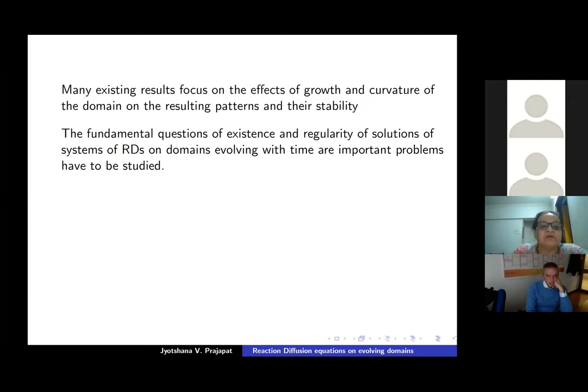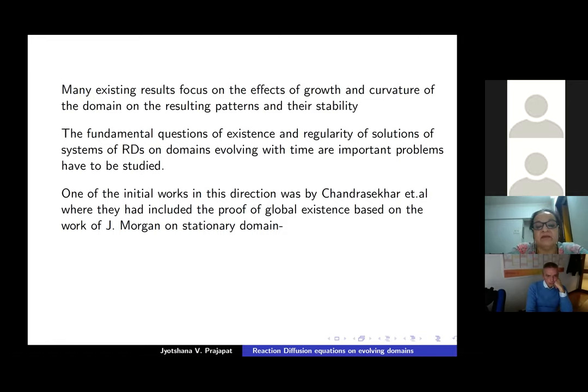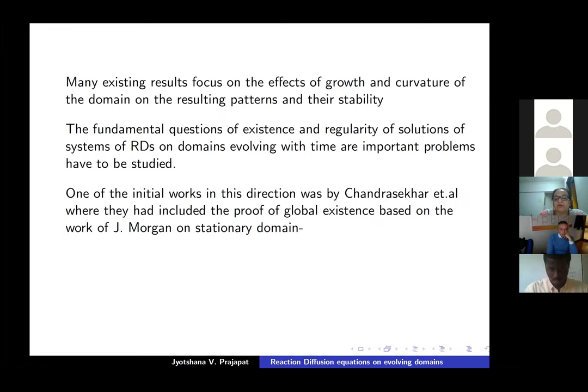Now, one of the results which we have come across is by Chandrasekhar and his collaborators, Chandrasekhar and Otida, and maybe one more person, where they again focus on stability and the effect of curvature and growth of the domain and how the patterns change. But they had also studied the global existence of a solution of this reaction diffusion equation on growing domains. Okay? And their proof was based on the work of Jeff Morgan on stationary domains.